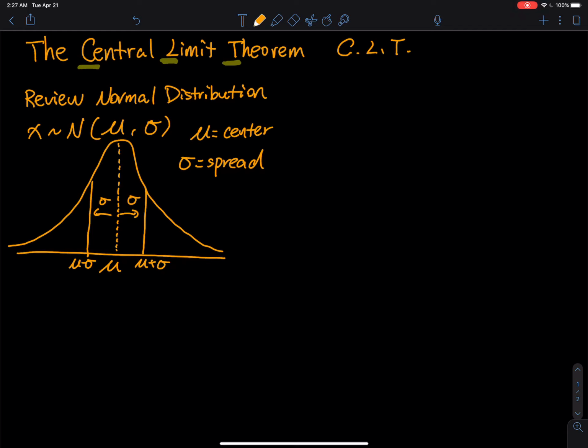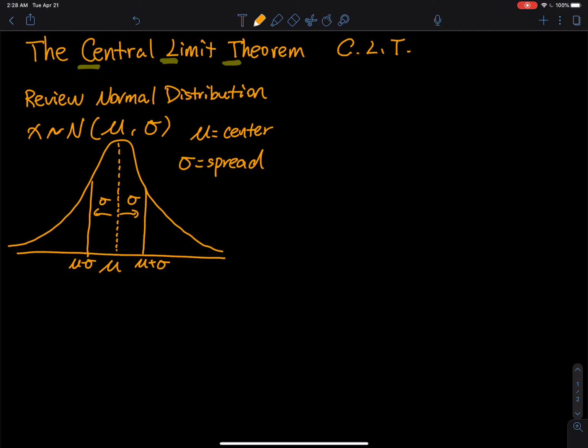So what is x? X is a continuous random variable that follows, this little curve means follow, or is normally distributed with mean equals to mu and standard deviation equals to sigma. The mu is the center of the bell curve. The sigma is the spread of the curve. X is a random variable. So what is x in reality? X is you go outside, you collect data. So that is x.